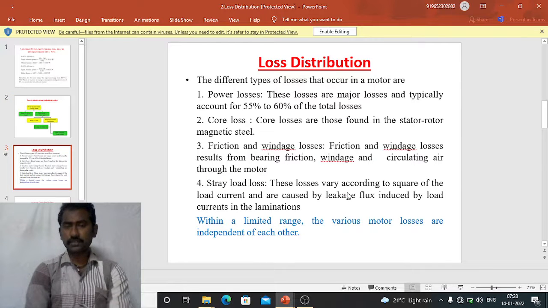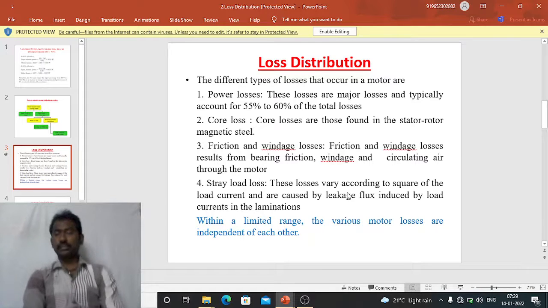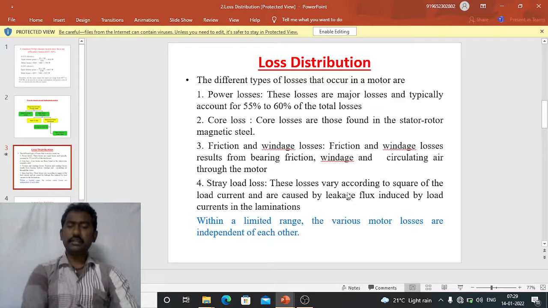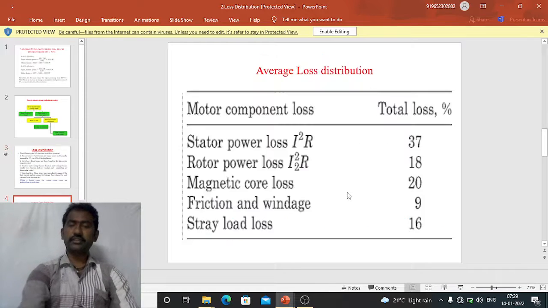So, loss distribution. The different types of losses that occur in the motor I already discussed in the previous discussion. Power losses are the stator and rotor copper losses. Core losses are those found in the stator and rotor magnetic field. Then friction and windage losses, which are bearing friction and windage and circulating air through the motor. And stray load losses, which vary according to the square of the load currents and are caused by the leakage flux induced by the load currents in the laminations. Within a limited range, the various motor losses are independent of each other.